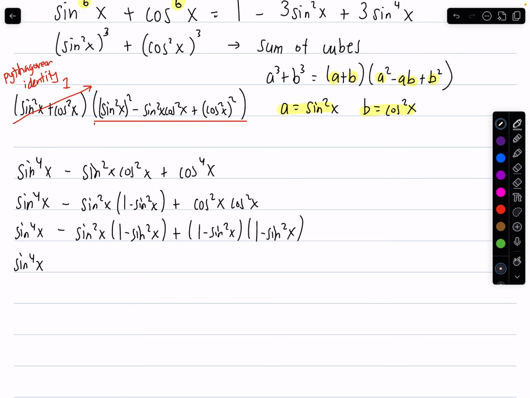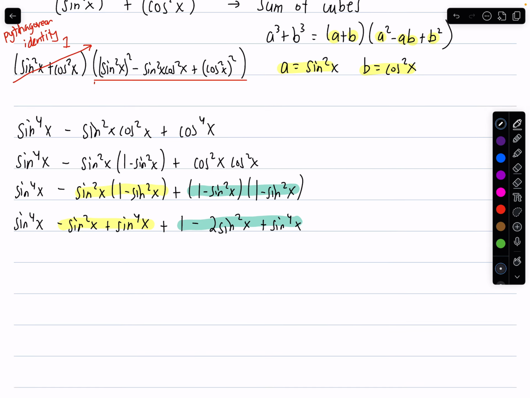Okay, so now let's clean this up a little more. You end up with sine^4 x minus sine squared x plus sine^4 x plus 1 minus 2 sine squared x plus sine^4 x. So notice, guys, over here, this right here, I just expanded it out to be that. And this right here, I expanded it out to be that. Okay, now we're just going to clean it up.